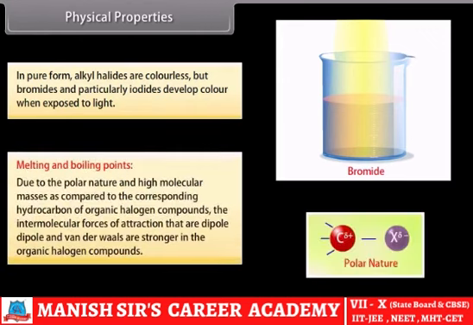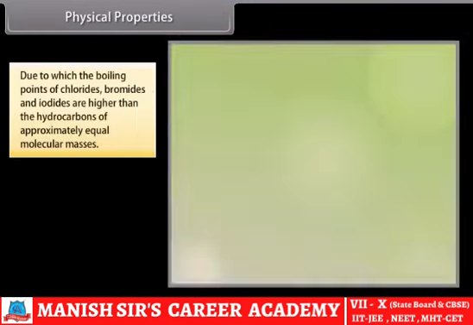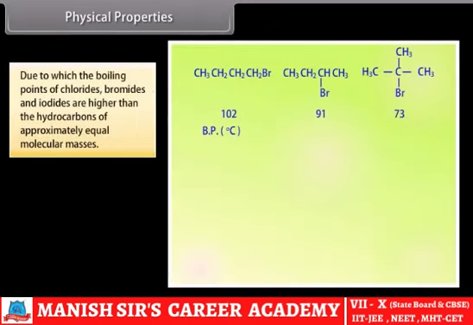Due to the polar nature and high molecular masses of organic halogen compounds as compared to the corresponding hydrocarbons, the intermolecular forces of attraction, that is dipole-dipole and van der Waals forces, are stronger, due to which the boiling points of chlorides, bromides and iodides are higher than the hydrocarbons of approximately equal molecular mass.